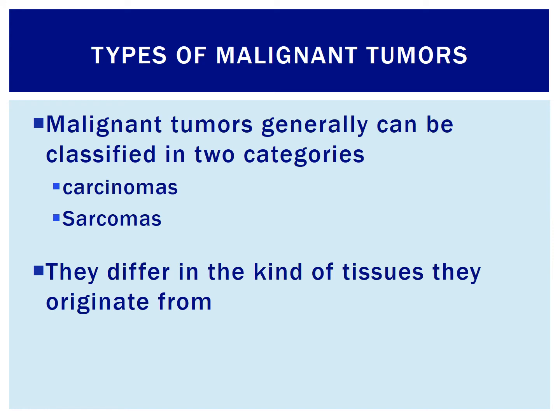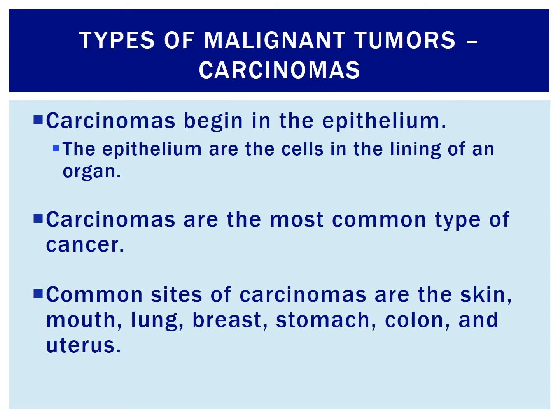Malignant tumors can usually be classified in two categories, carcinomas and sarcomas. The two types differ in the kind of tissues they originate. Carcinomas begin in the epithelium. The epithelium includes the cells in the lining of the organs and the skin. Carcinomas are the most common type of skin cancer. They commonly occur in the skin, mouth, lung, breast, stomach, colon, and uterus.